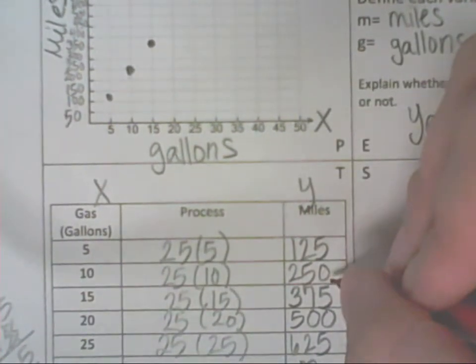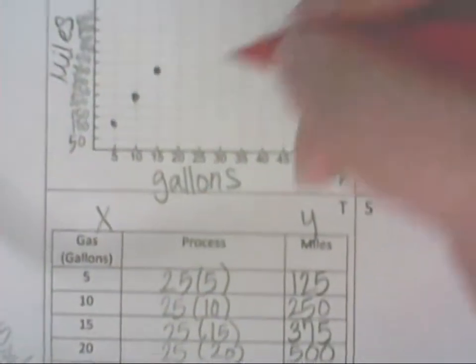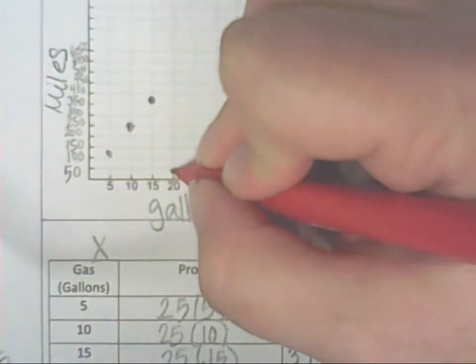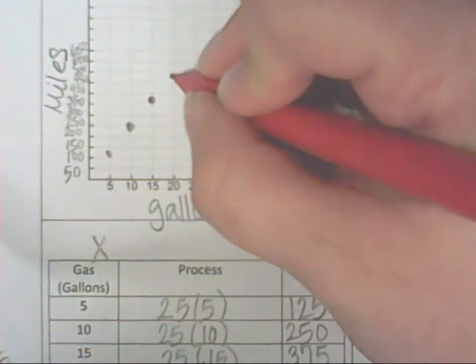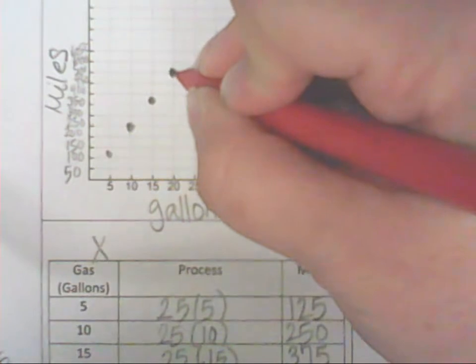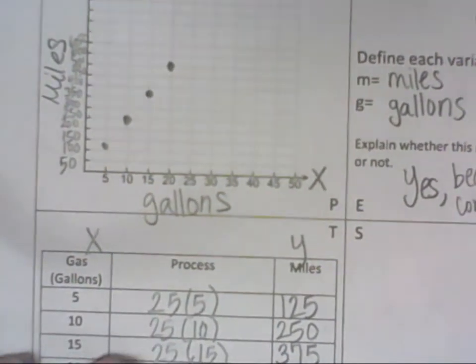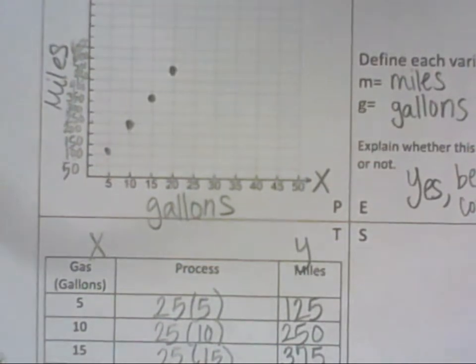I'm going to go to my next one, which is 20. 20 gallons of gas gives me 500. So I'm going to go 20. And then I'm going to go up to 500, which is an exact intersection. Okay, and I'm going to go ahead and stop there. I think I've created enough points.